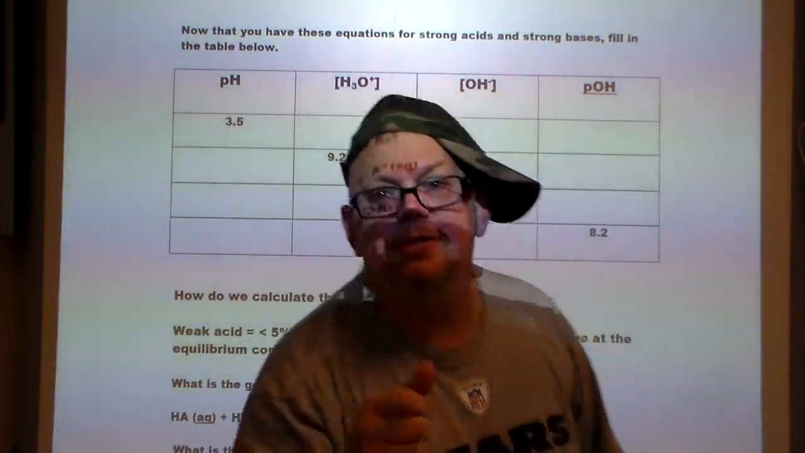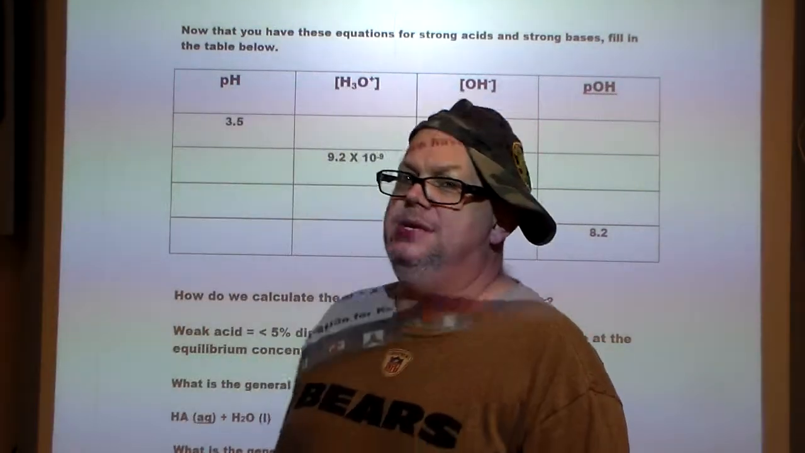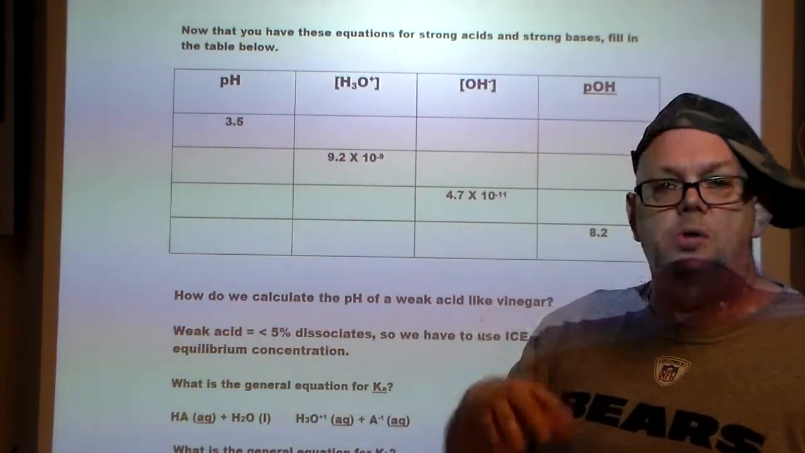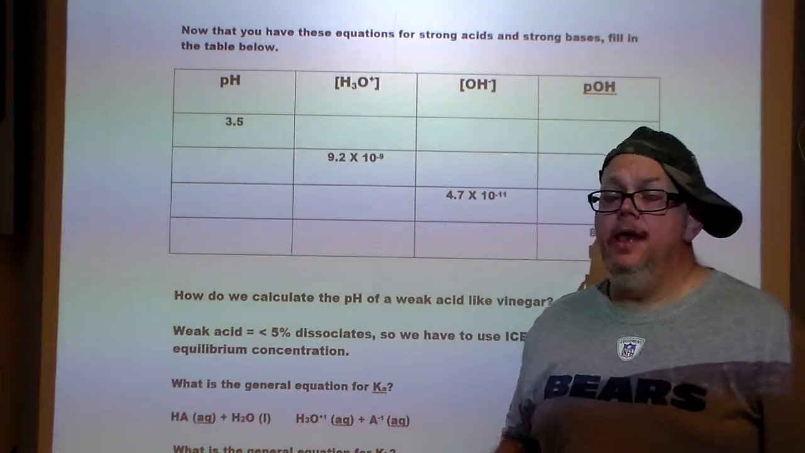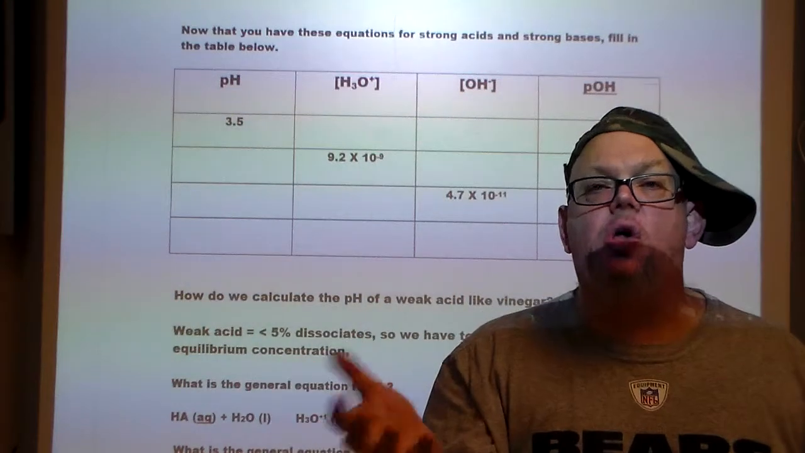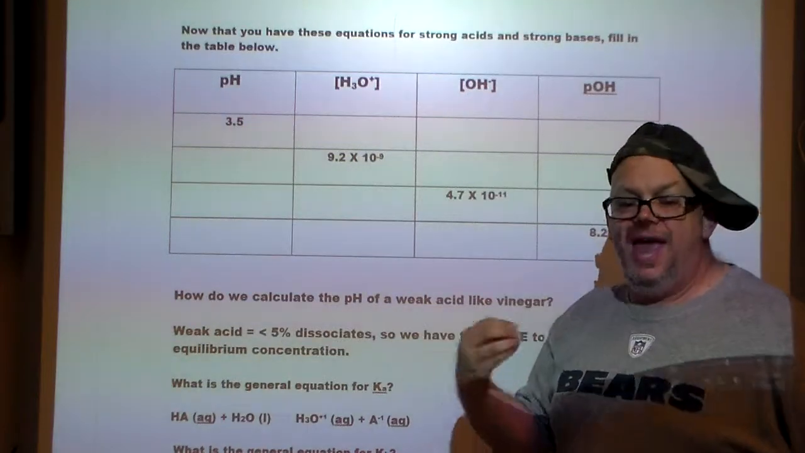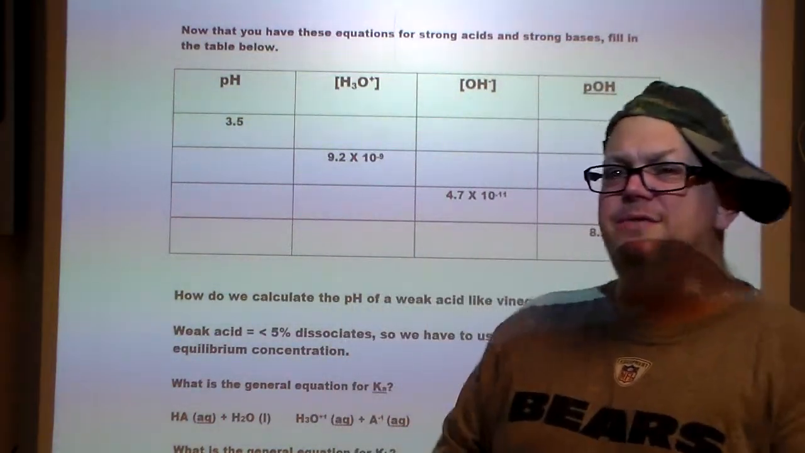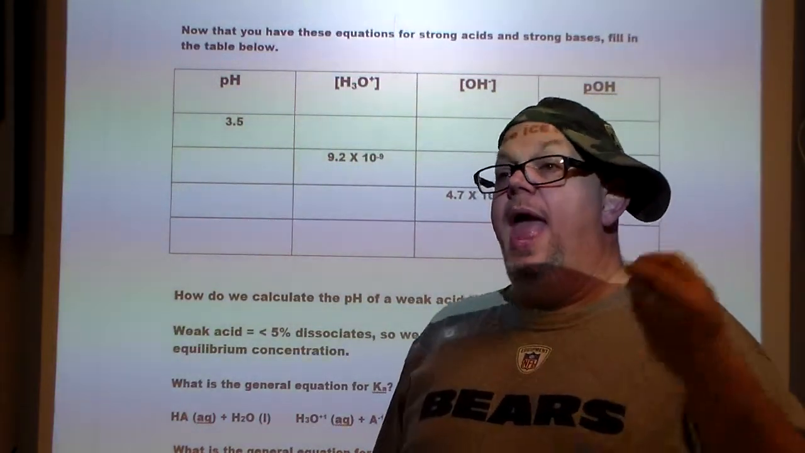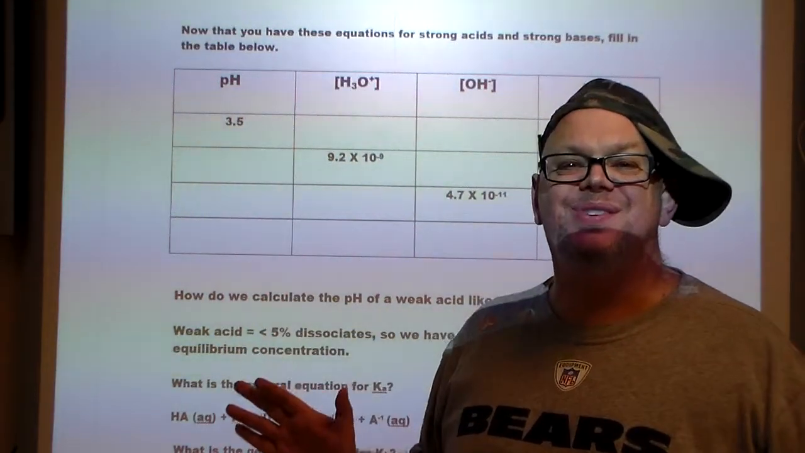Now, that works great for strong acids and strong bases, but that's not going to work for weak acids and weak bases. What do I mean? Well, remember, there are strong acids and weak acids, and strong bases and weak bases, and the idea behind that, ladies and gentlemen, is how well they dissociate in water. How do they dissolve? How do they break up in the water? A weak acid is one where less than 5% of the acid actually dissociates in the water, as opposed to a strong acid, which is 100% dissociation.